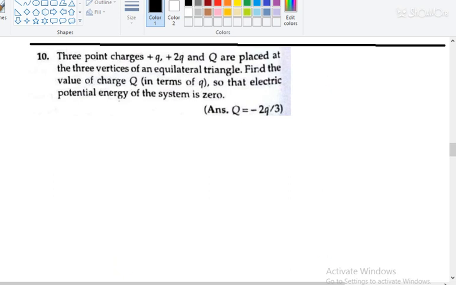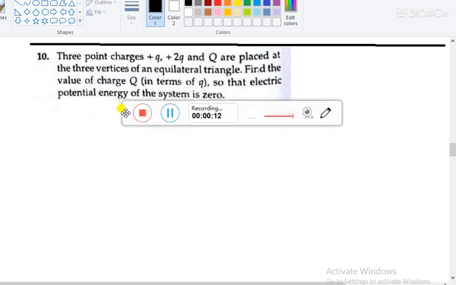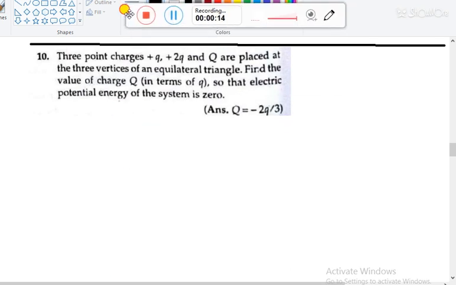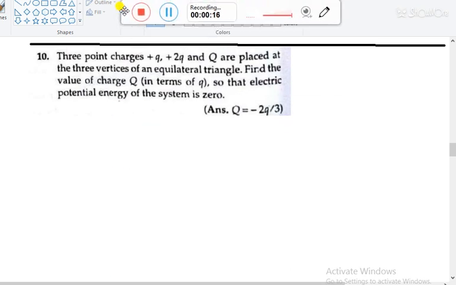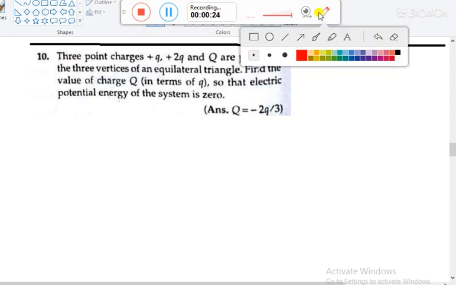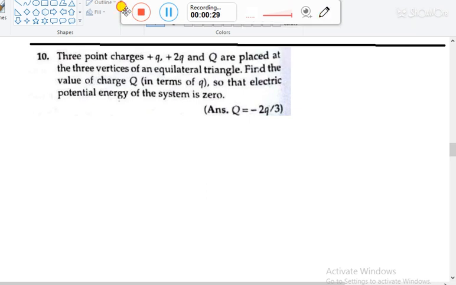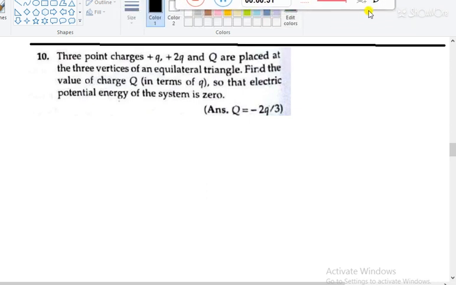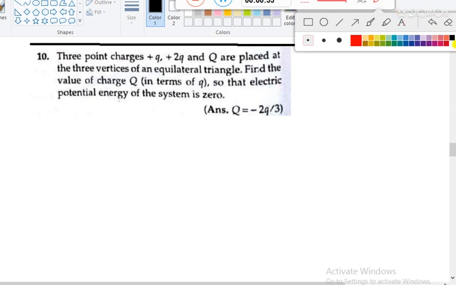So during this class we will discuss some questions that are related to electrostatic potential energy. I hope the screen is clear to you, and here is the marker. So students, we are starting the lecture.